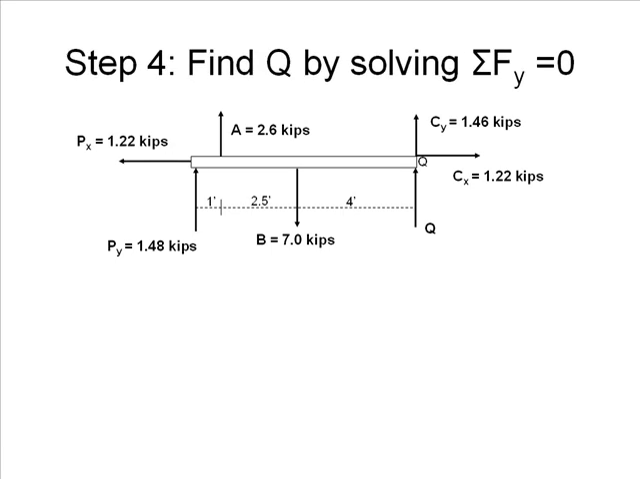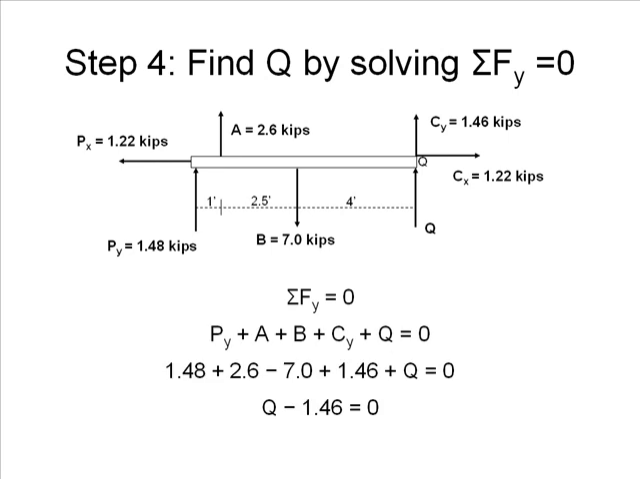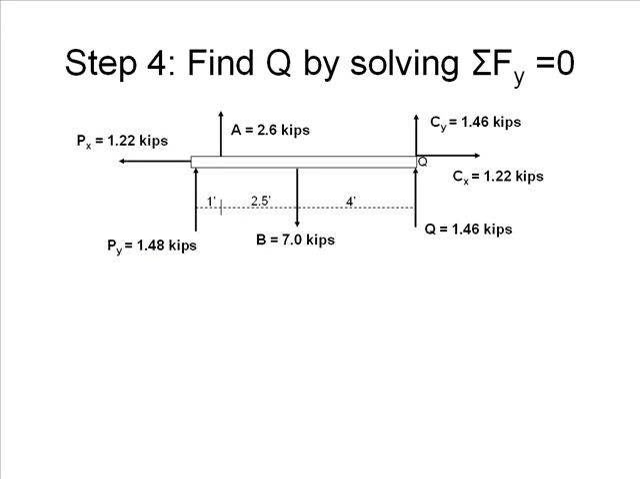Our final step is to sum the forces in the y direction, set it equal to 0, and find our remaining force, Q. We include all vertical forces. And after grouping like terms, we can see that Q minus 1.46 equals 0. This means that Q equals 1.46 kips. We have found our three unknown forces, Px, Py, and Q.